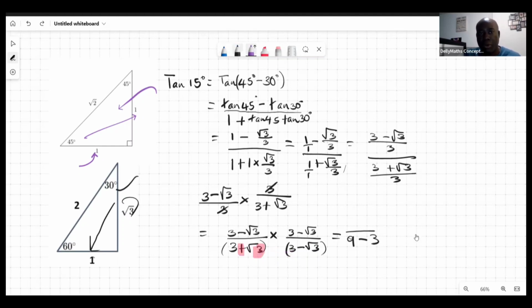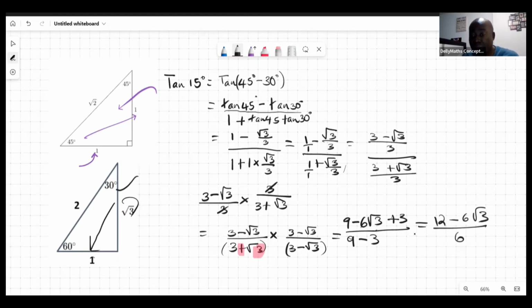At the top, though, we won't get that. At the top, as you could see, we have 3 minus root 3 times 3 minus root 3. This is what is at the top. 3 threes will give me 9, and then I'll have minus 6 root 3, and then I'll actually have positive 3. So then I'll have 12 minus 6 root 3 all over 6.